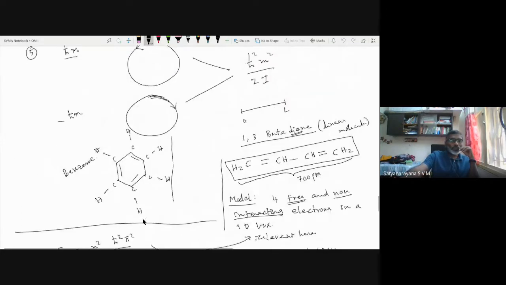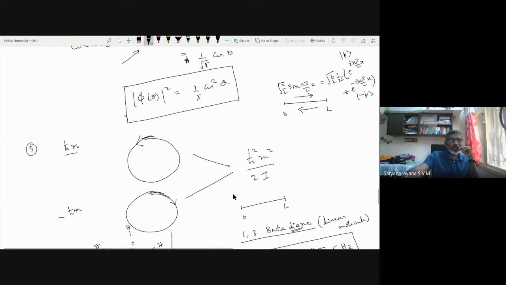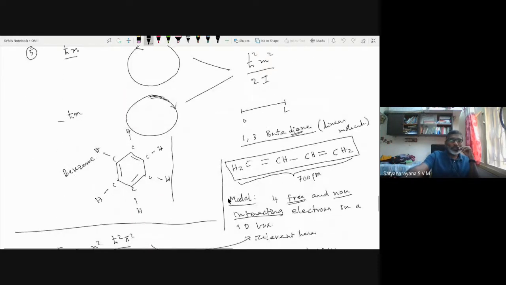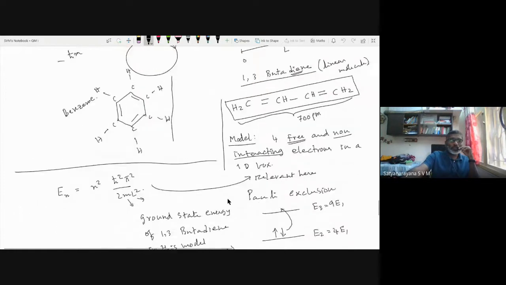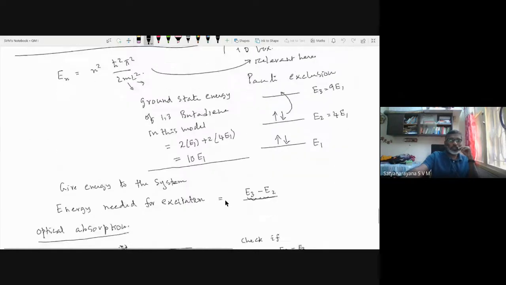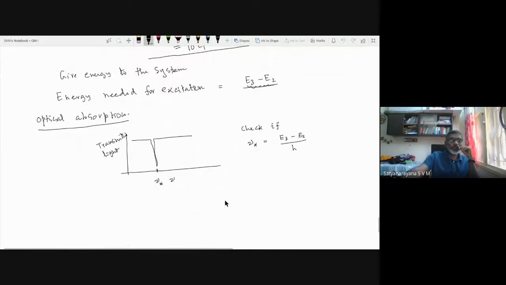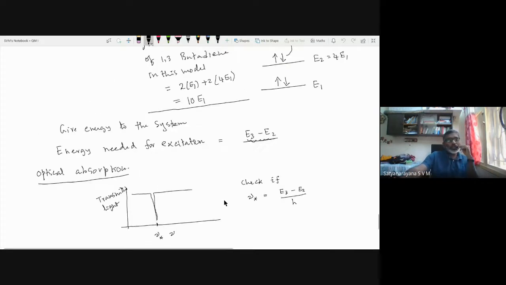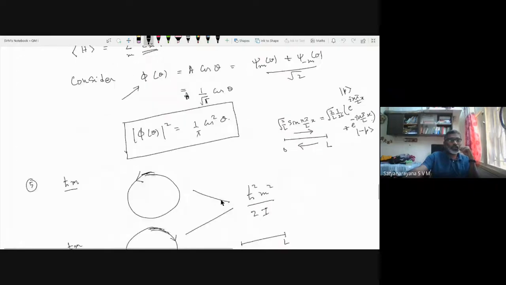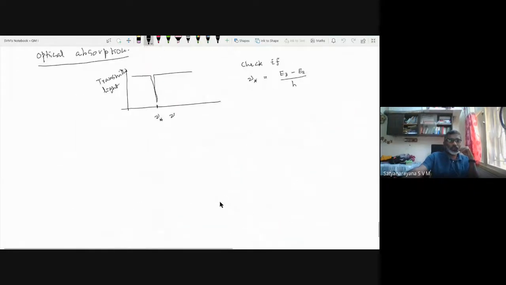I am sorry if this is a repetition, but I don't remember if I talked about this molecule when I did particle in a box earlier. But even if it is a repetition, it is worth mentioning again. Okay, so this is, I think, our discussion with particle on a ring.